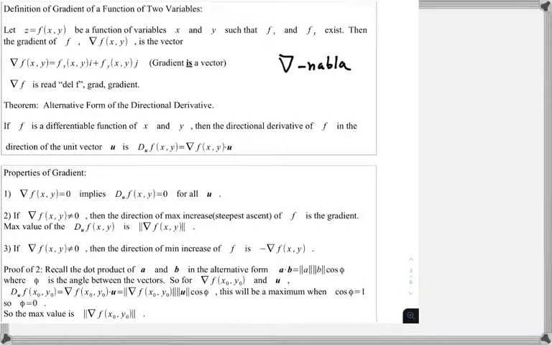Okay, the third thing that we have about the gradient: if the gradient is not equal to 0, then the direction of minimum increase of f is going to be the negative of the gradient. A sketch of the proof for item 2.